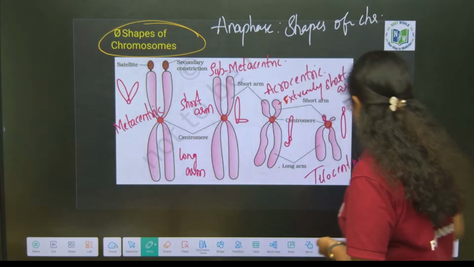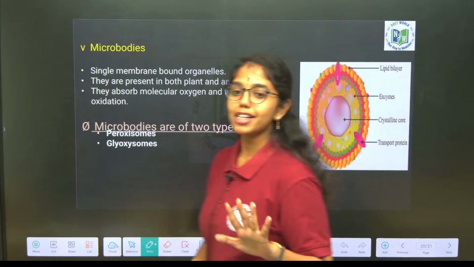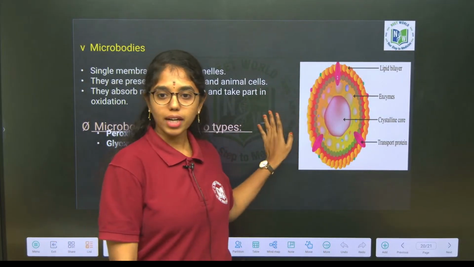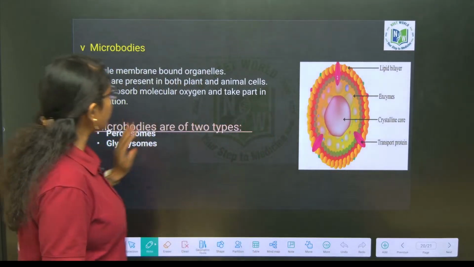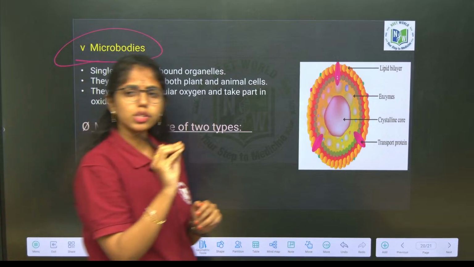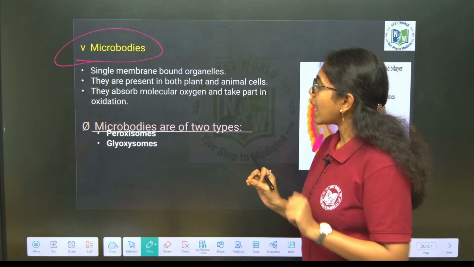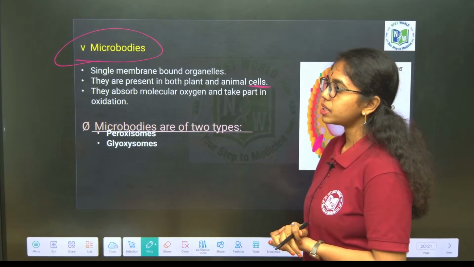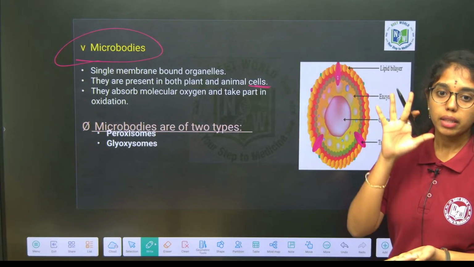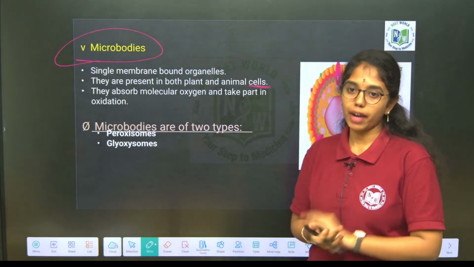Yes, we are. Microbodies we have to deal with, no? Among single membrane bound organelles, we have dealt with ER, Golgi, lysosomes and vacuoles. Microbodies are left over, right? Microbodies are single membrane bound, small organelles present in the cytoplasm of both plant cells and animal cells. They absorb molecular oxygen for oxidation. The main purpose of microbodies in the cell is oxidation of long chain fatty acids.